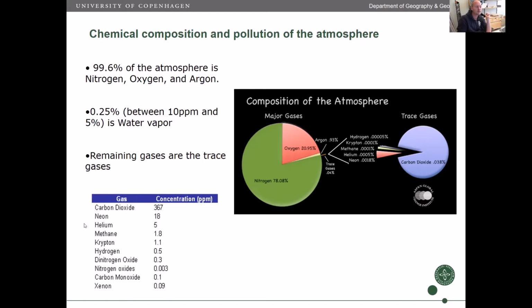And then we have some noble gases, neon, helium, and methane, which are very unreactive since they are furthest out in the periodic table and they don't react with other elements. But we also have some gases which are highly reactive and thereby very important for us. And these are the ones we will go through now.